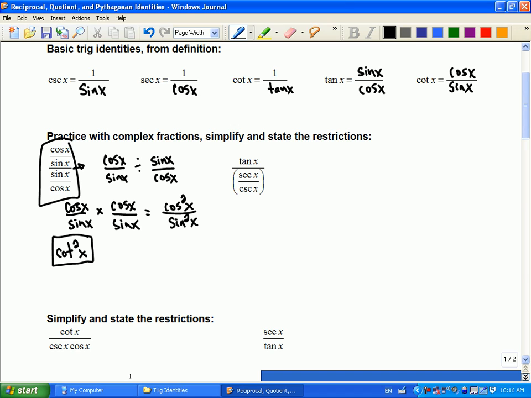So you try it now. There's a complex fraction here to work with. See if you can figure out and simplify this expression down.